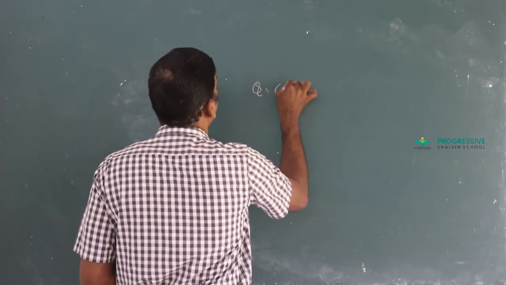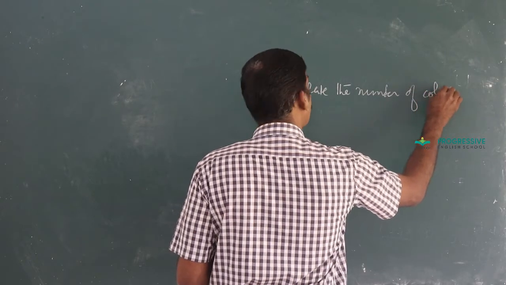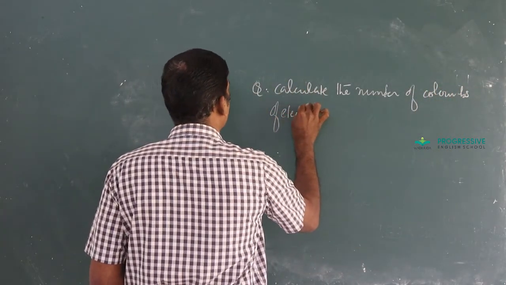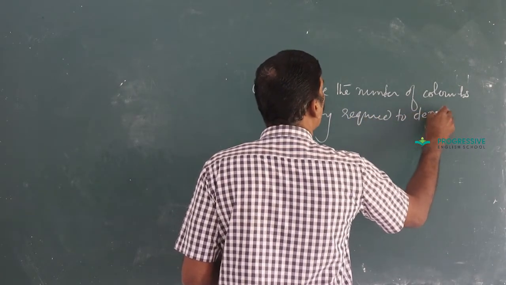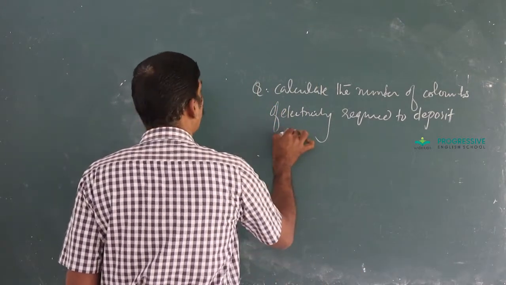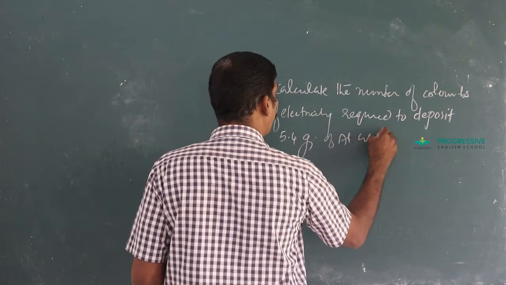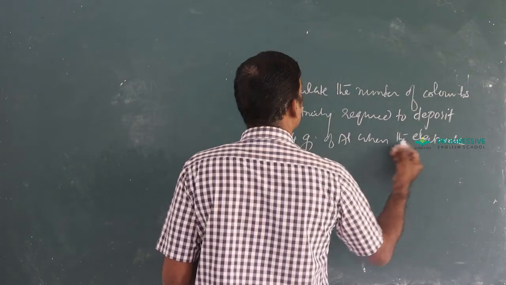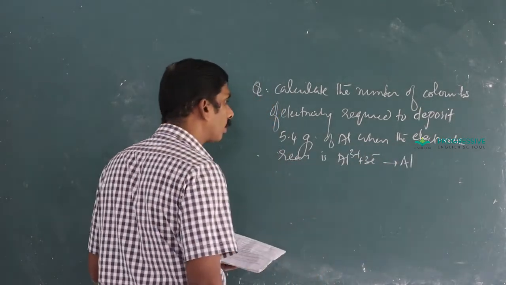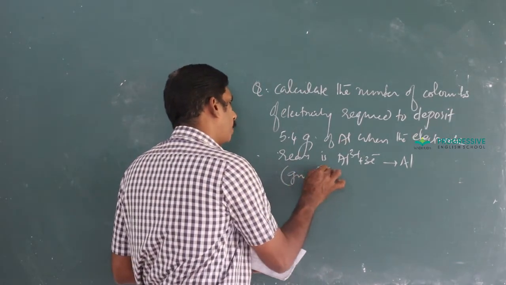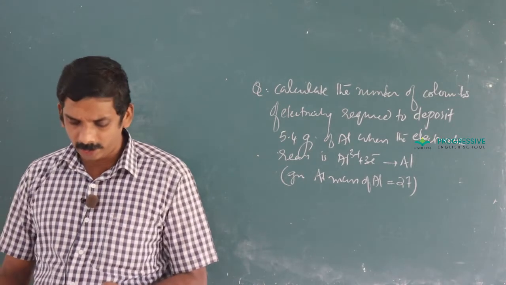Next one: calculate the number of coulombs of electricity required to deposit 5.4 gram of aluminium when the electrode reaction is Al3+ plus 3 electrons gives Al. Here the atomic mass of aluminium is given as 27.